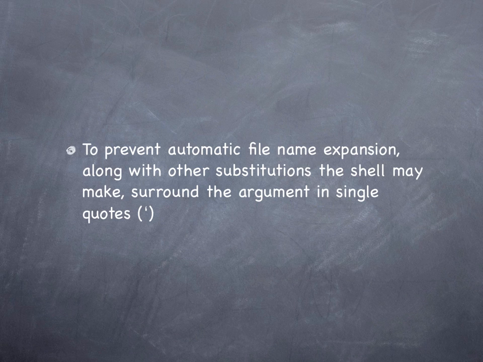To prevent file name expansion and variable replacement, you can actually pass these things as arguments directly by surrounding the argument in single quotes. If you surround it in double quotes, variable replacement will still happen, but file name replacement will not.